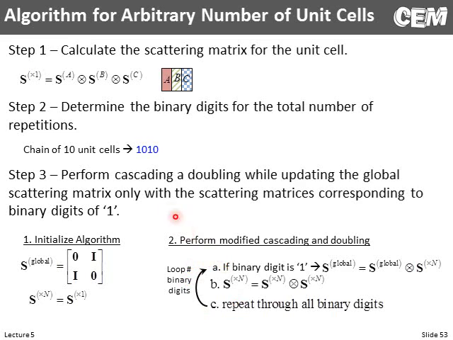And we go up. We do have a 1. So we update our global scattering matrix then with the times 8 scattering matrix. And we're done. We've gone through all the binary digits. Our global scattering matrix is essentially going to be S8 star producting with S2. So 8 unit cells and 2 unit cells gives us 10 unit cells.